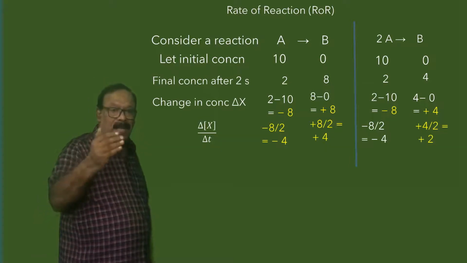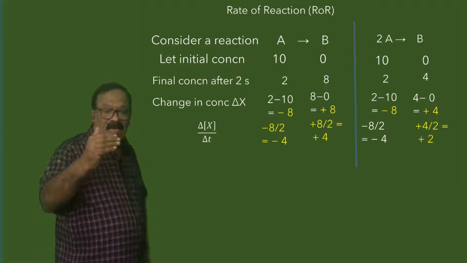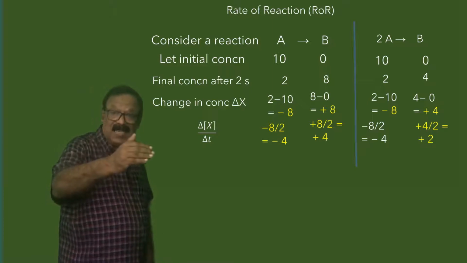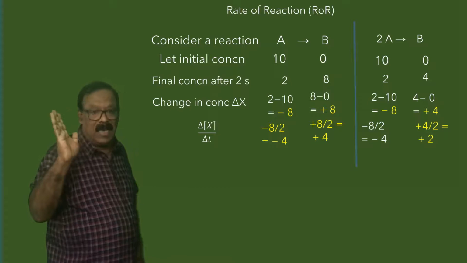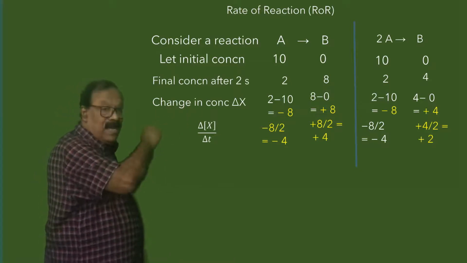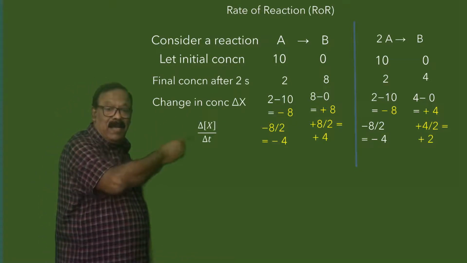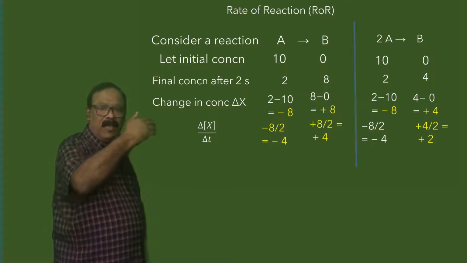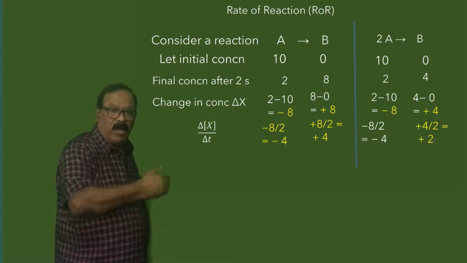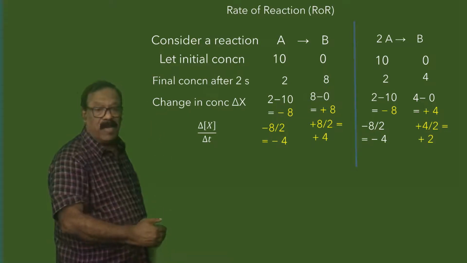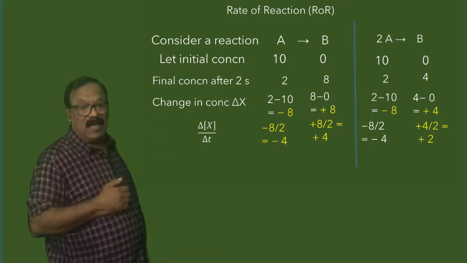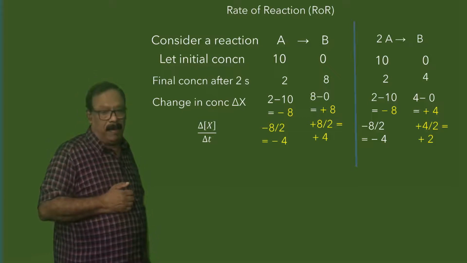So you can compare here and find the difference between the first and the second. In the first, the rate is the same for A and B because the number of molecules is the same. But in the second case, A and B differ in number. So the rate of decrease of concentration of A is not the same as the concentration change in B.